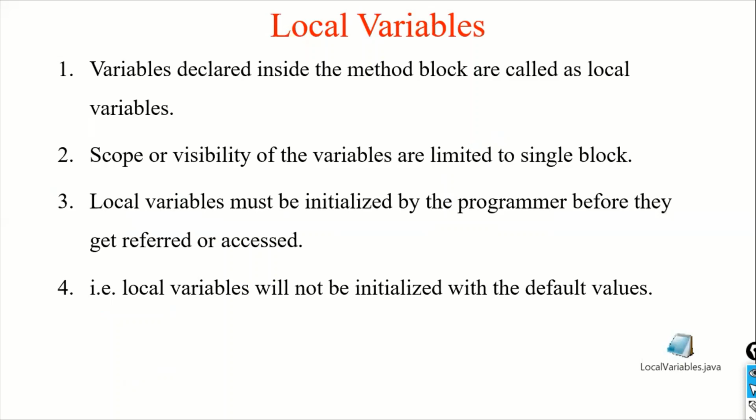Let's understand local variables. Variables declared inside a block, which might be a method block, a constructor block, or a parameter to a method, are called local variables. As we already discussed, the scope or visibility of these variables is limited to a single block.